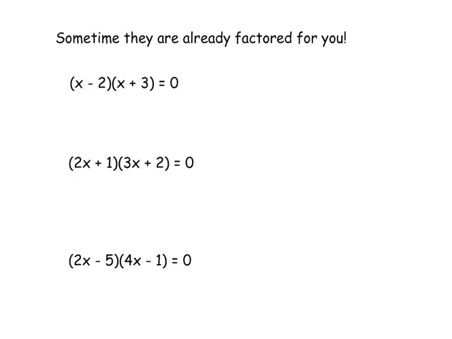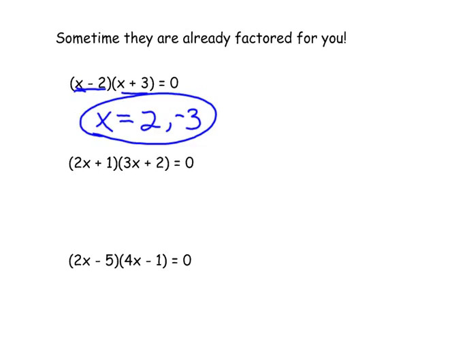Sometimes you'll come across problems that are already factored for you. If it's a binomial times a binomial already equal to 0, it's ready for you to solve. All you have to write is x equals what value of x makes x minus 2 equal 0? That's 2. What value of x makes this one 0? Negative 3.